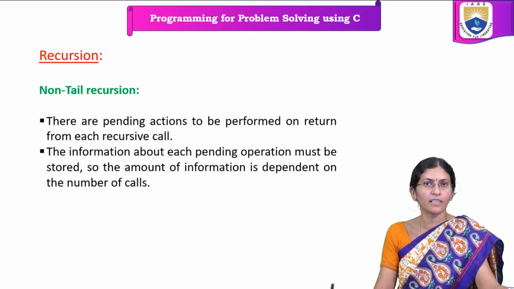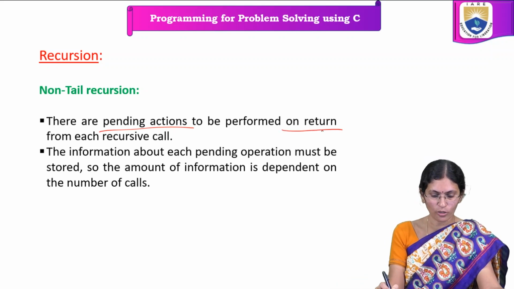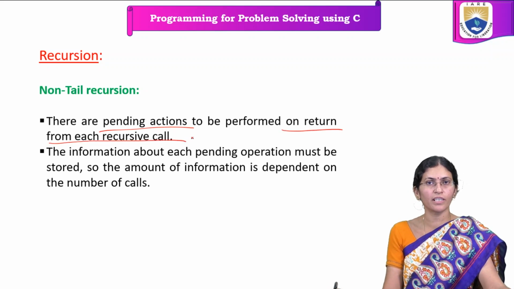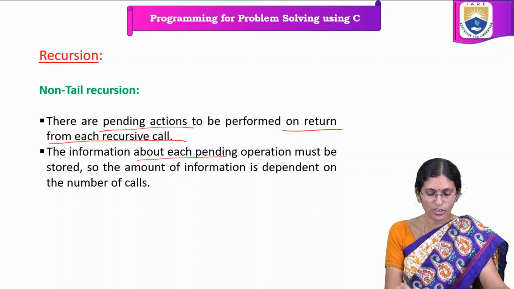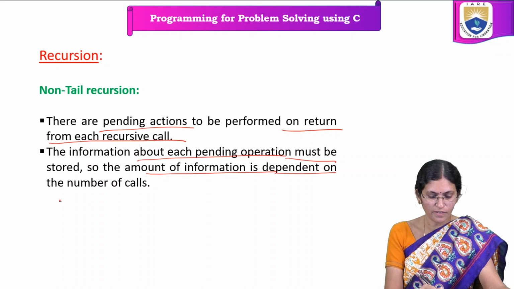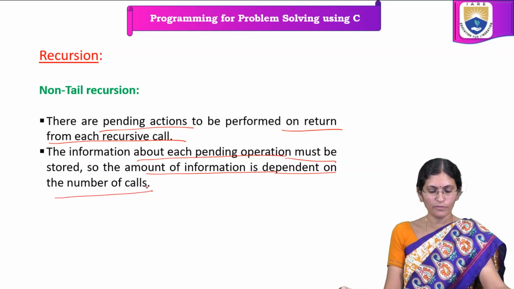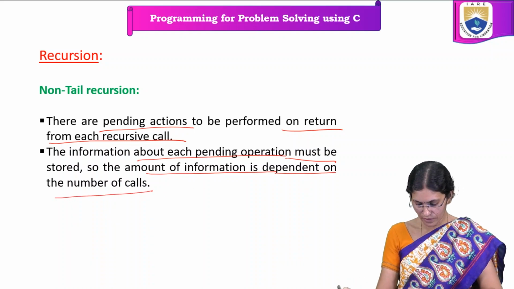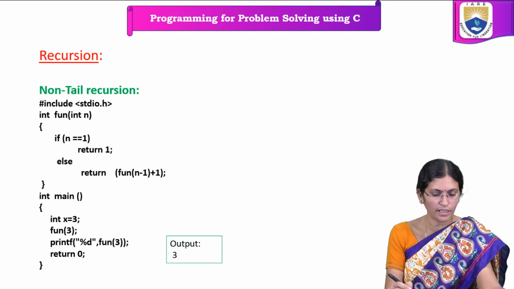Next is non-tail recursion. Non-tail means there are pending actions to be performed on the return value from each recursive call. So information about each pending operation must be stored. The amount of information is dependent on the number of calls. Let us see an example of non-tail recursion.